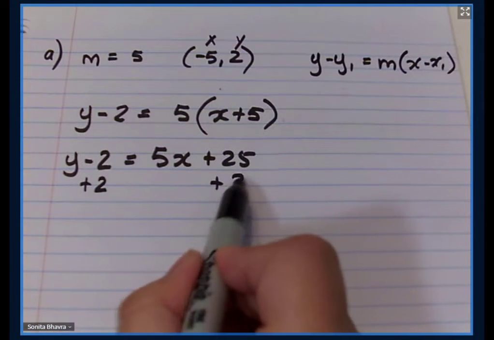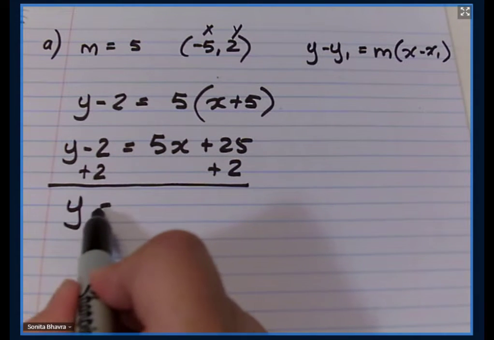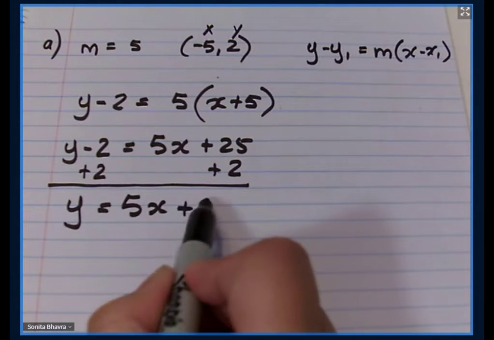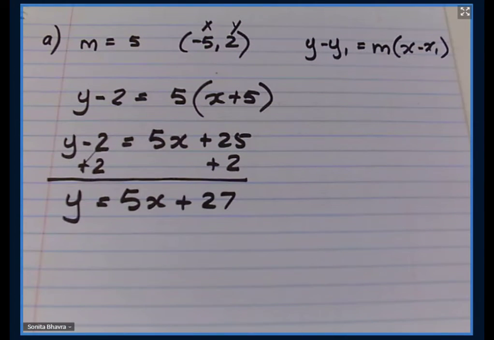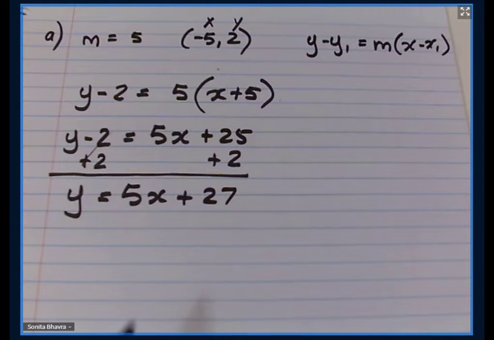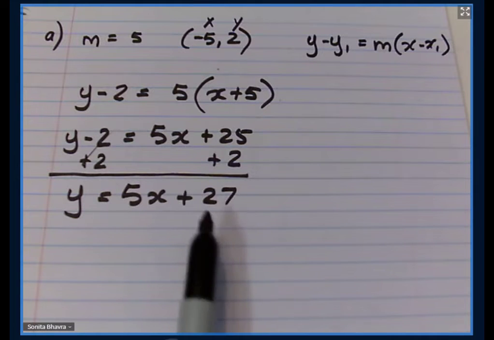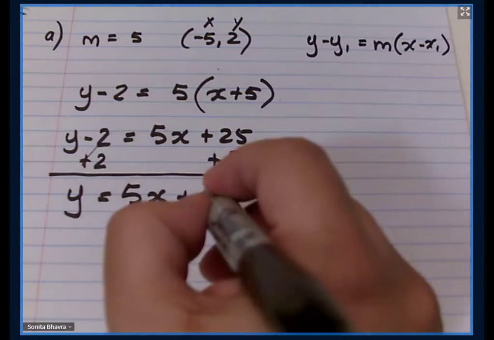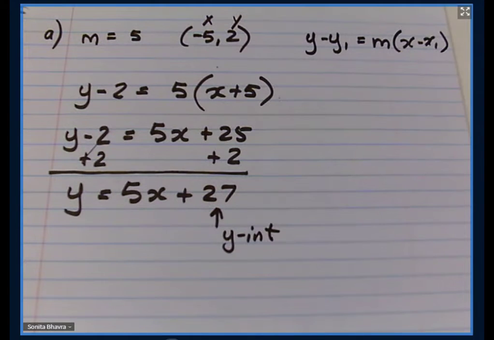Add 2, and we end up with y is equal to 5x plus 27. So that just canceled out there. All right, so now that we have it in both forms, all we know from this form now is the slope is still 5, but here our y-intercept would be at positive 27. That's our y-intercept. So just another piece of information we can get by putting it into this form.